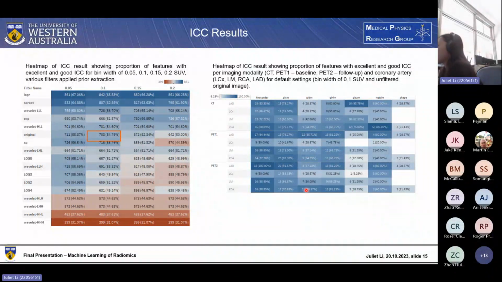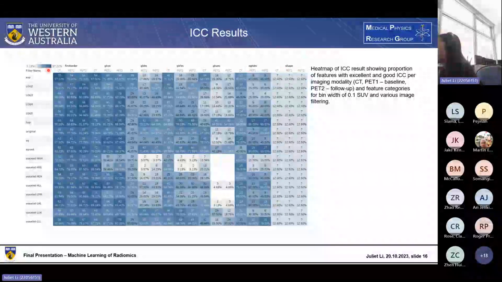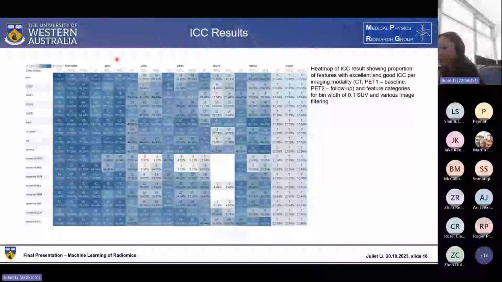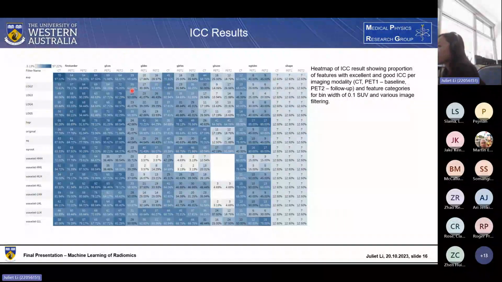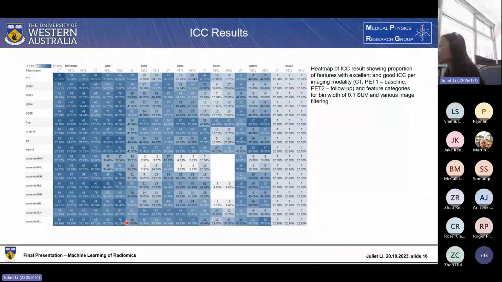This is another heat map showing different feature categories against different image filters. We can confirm the previous finding that first order and GLCM features gave the highest stable features. But we can also see the variation of color vertically with different image filtering settings for first order and GLCM features is a lot less compared with the rest of the feature categories, which means they're more invariant to image filtering settings than the other features.